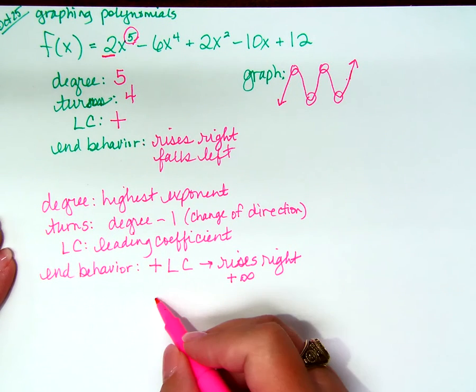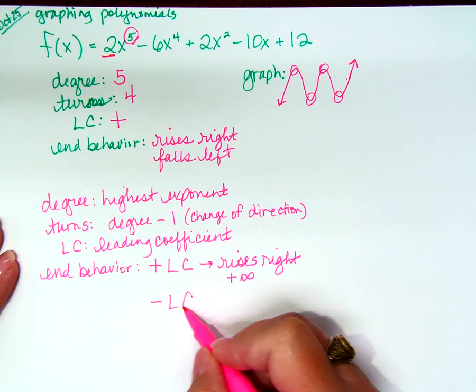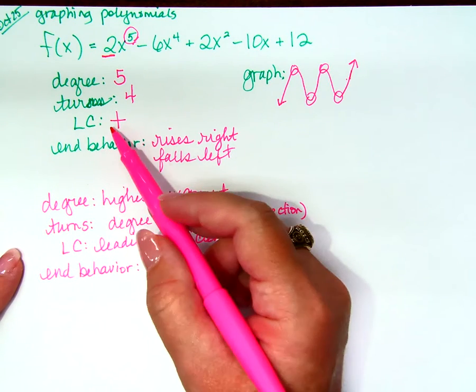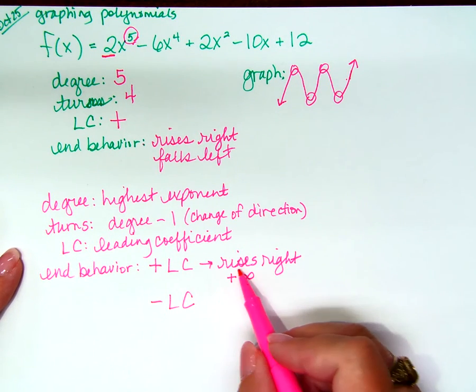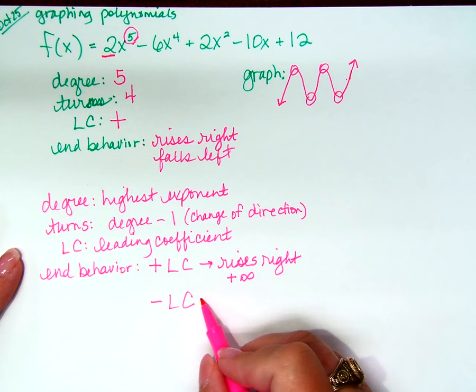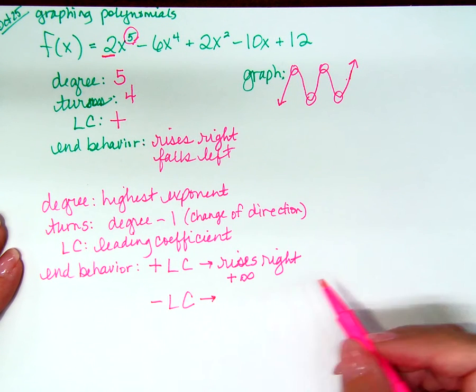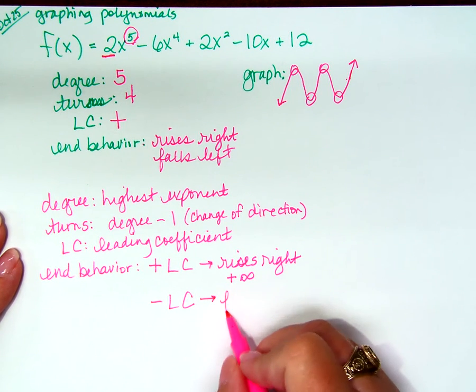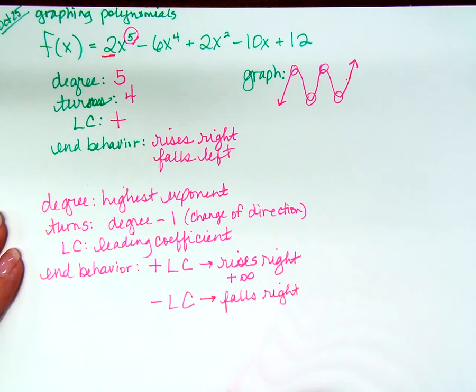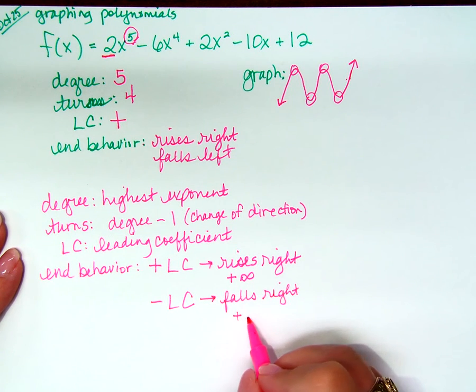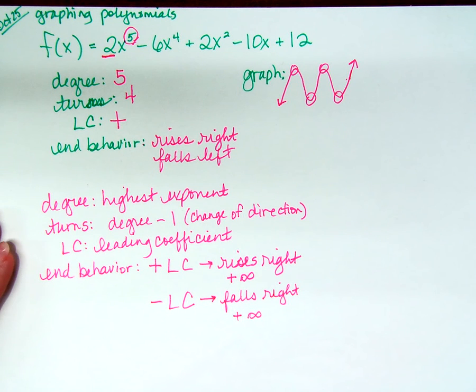So the only other thing I want to write on here is, what if it's a negative leading coefficient? Remember, the leading coefficient only tells me the right behavior. So if it's a positive leading coefficient, it rises right. What do you think will happen if it's a negative leading coefficient? Well, it falls right. So it falls in the positive infinity direction. I think that's pretty straightforward.